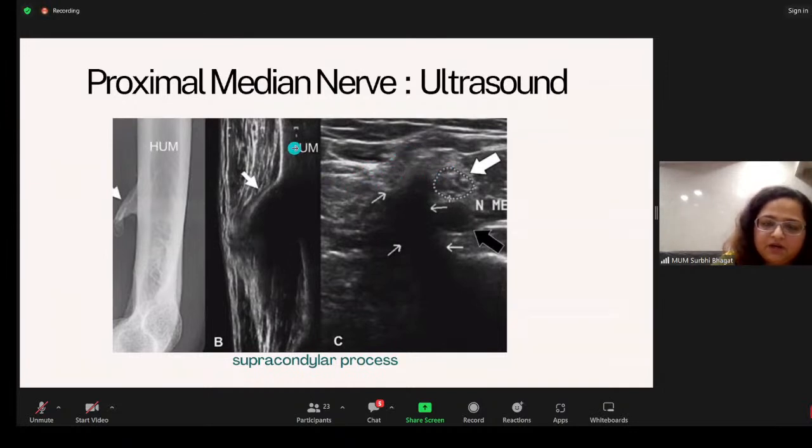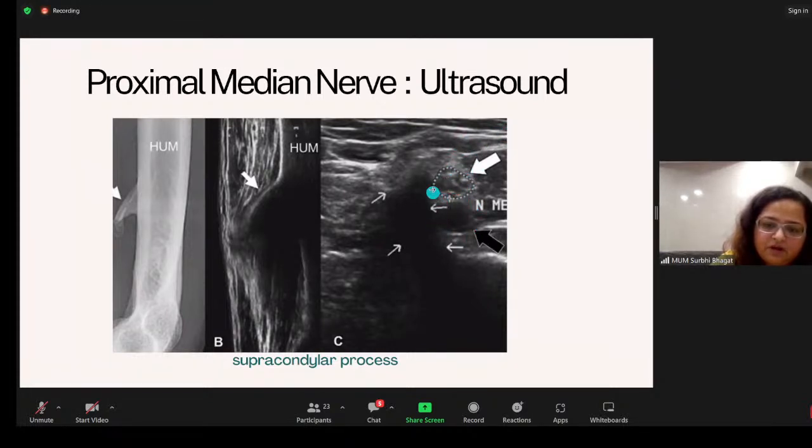Now this is a sono image showing the supracondylar process. I have not shown the probe position, but this is the X-ray showing the supracondylar spur. And you can see posterior anechoic shadowing, so this is a bone. Here you can see the median nerve. This is the Struthers ligament, and this is the brachial artery.